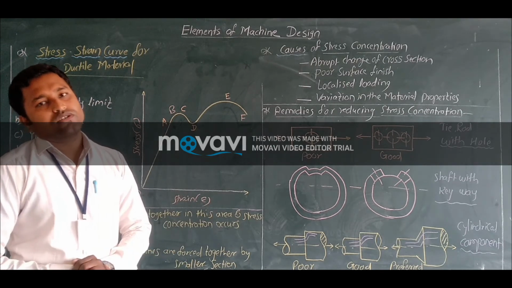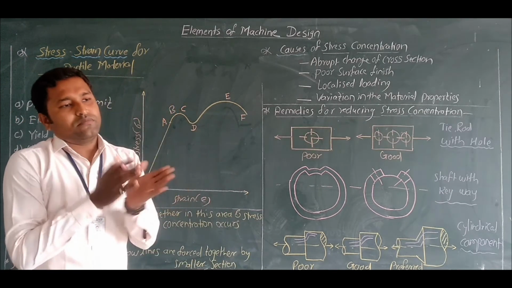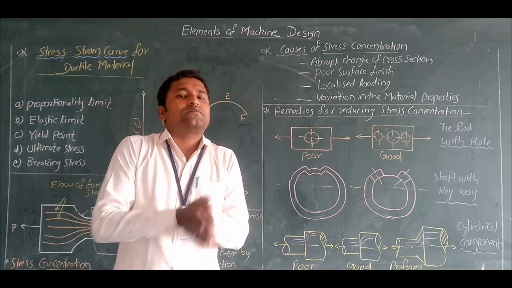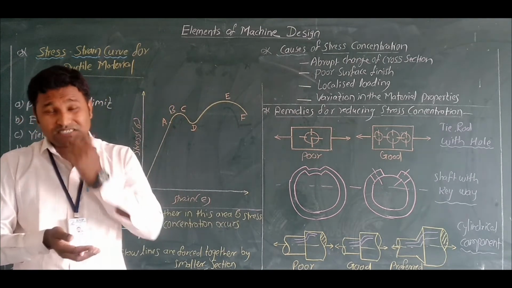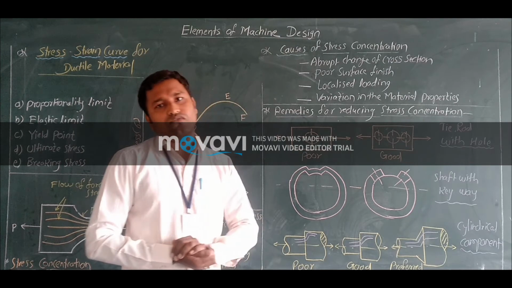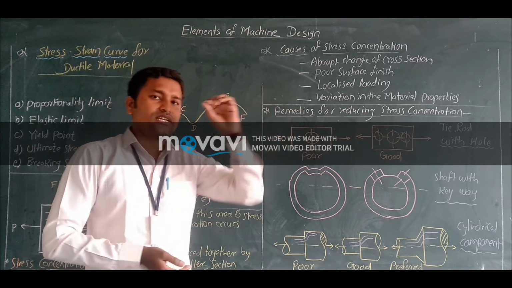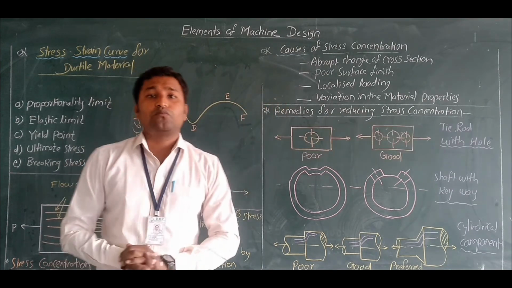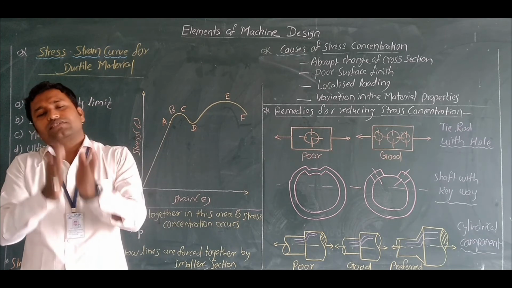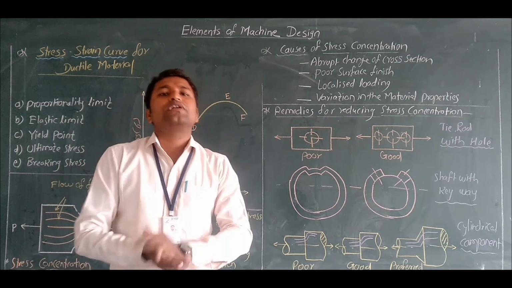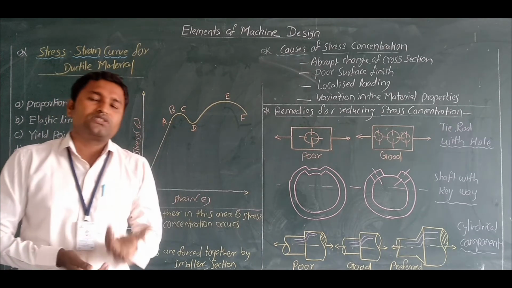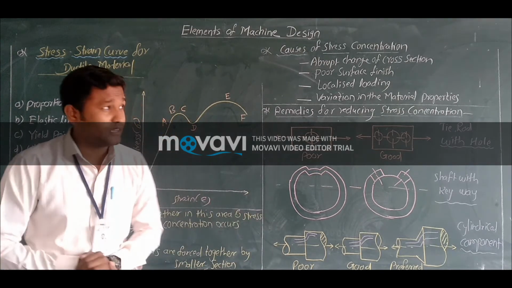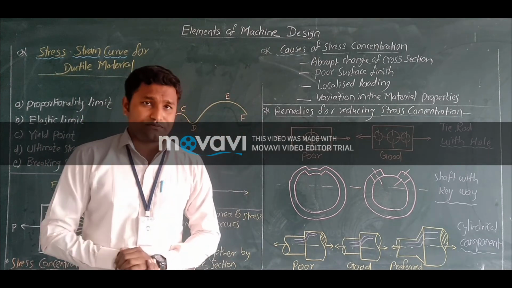So, abrupt change of cross section means what? If the material is uniform, then the stress concentration will be different. But if there are holes, threaded components, keyways, blowholes, or anything like that, then the stress concentration will occur at that point. Next, poor surface finish. If the surface finish is not properly done between two mating parts, obviously there will be stress concentration. Then you see localized loading.